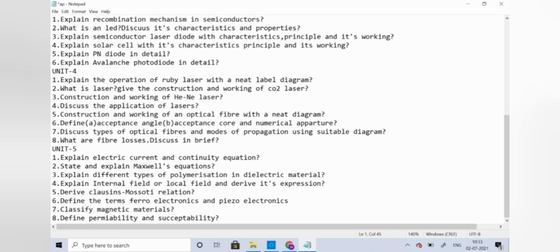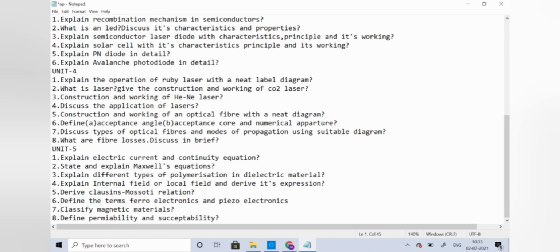Next, define the terms ferroelectrics and piezoelectrics. Yes, this is also an important question, we just have to define that. We can give the statement, they may ask it as a 2 marks question, otherwise as a short question.